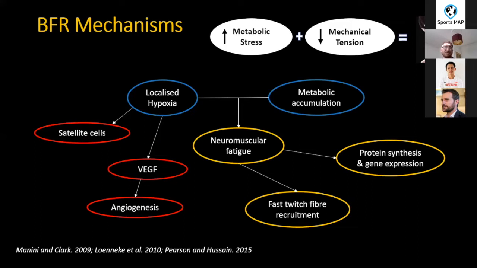Therefore, for the muscle to maintain force output, higher threshold motor units are recruited quicker, resulting in a hypertrophic stimulus for a greater proportion of muscle fibers compared to the same low load of exercise without BFR. Additionally, the localized hypoxia caused by BFR is shown to stimulate muscle growth by activating muscle satellite cells and angiogenesis, via the proliferation of vascular endothelial growth factor. So all those are important, especially for muscle healing.